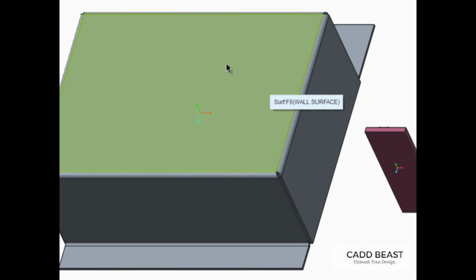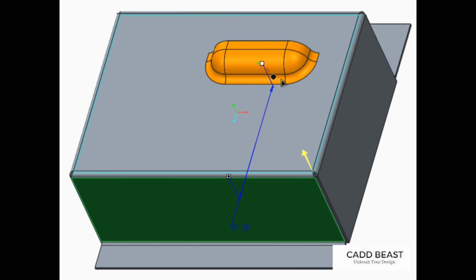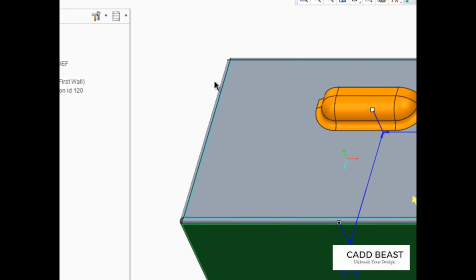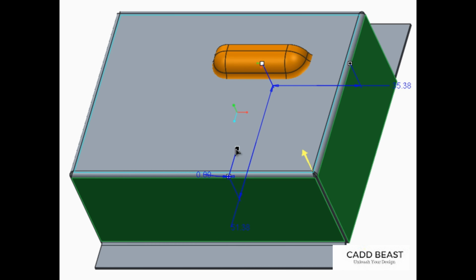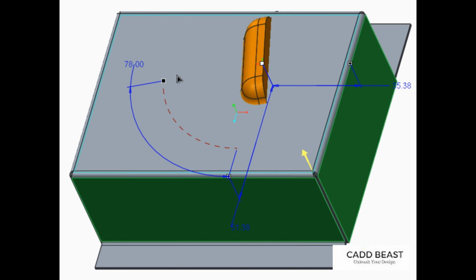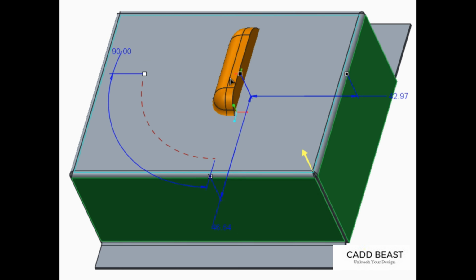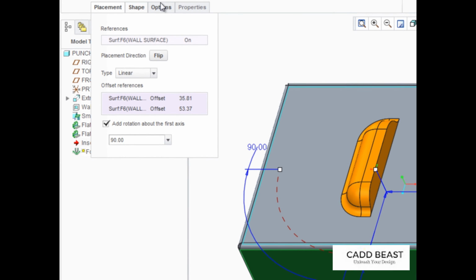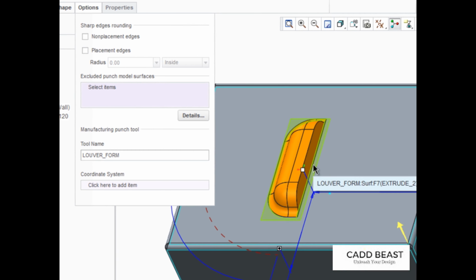Query to place this form on the inside surface of the sheet metal part. Then use the green offset reference drag handles to position the part on that surface. If you need to rotate the form, open the Placement tab and enable Add Rotation about the first axis. Since we're making a louver, we want a surface to be left open. So open the Options tab and activate the Excluded Punch Model Surfaces collector. Then select this surface to be excluded.